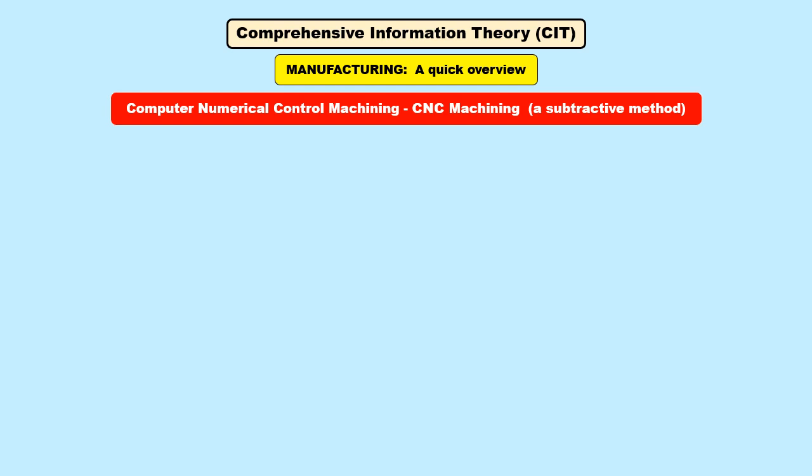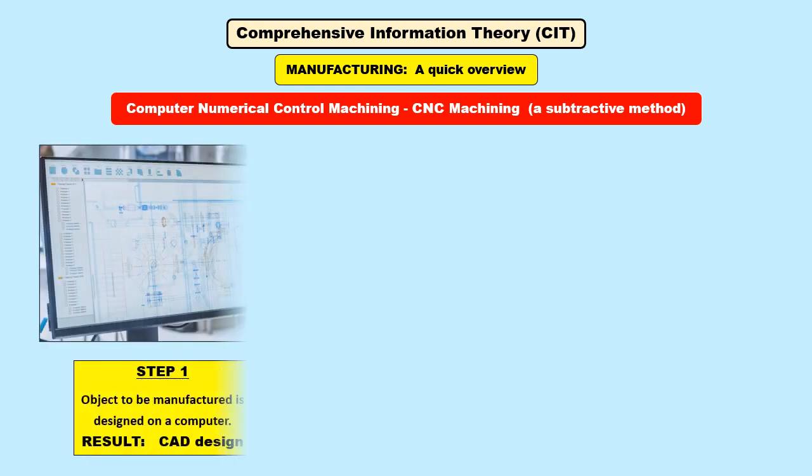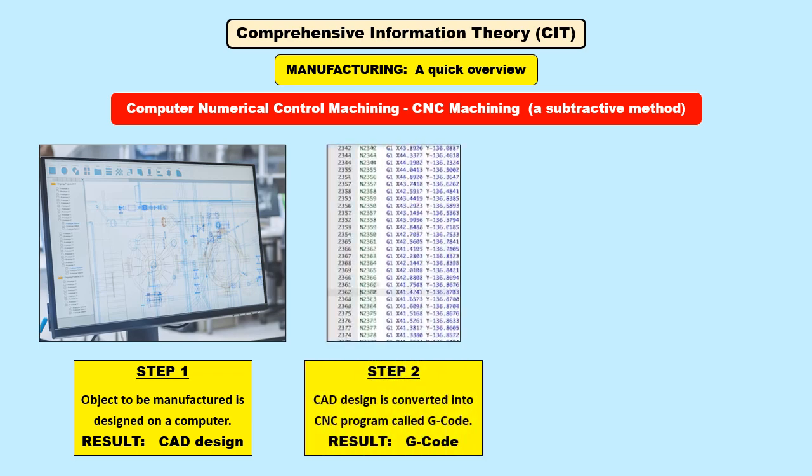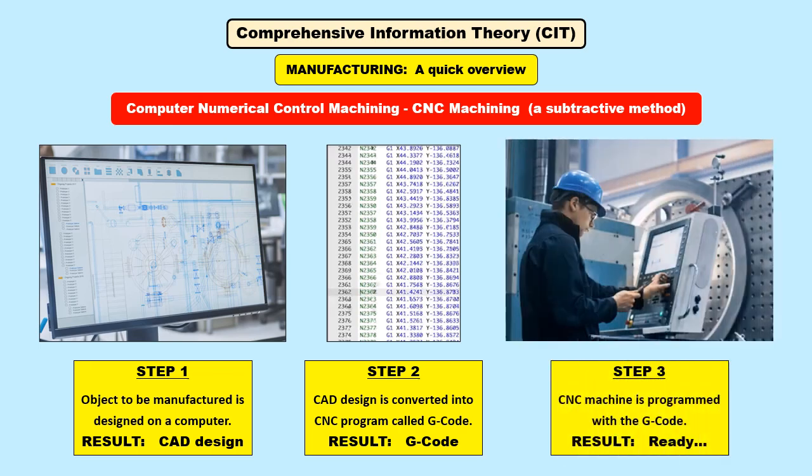In theory, it's very straightforward, involving three basic steps. In step 1, an engineer creates a computerized design of the object to be manufactured. In step 2, a machinist transforms the computerized design into a CNC program, called a G-code program. In step 3, the machinist sets up the CNC machine with the G-code, and with all the tools that will be used during the manufacturing process. That's essentially it. Now simply provide the material, and execute the CNC program.